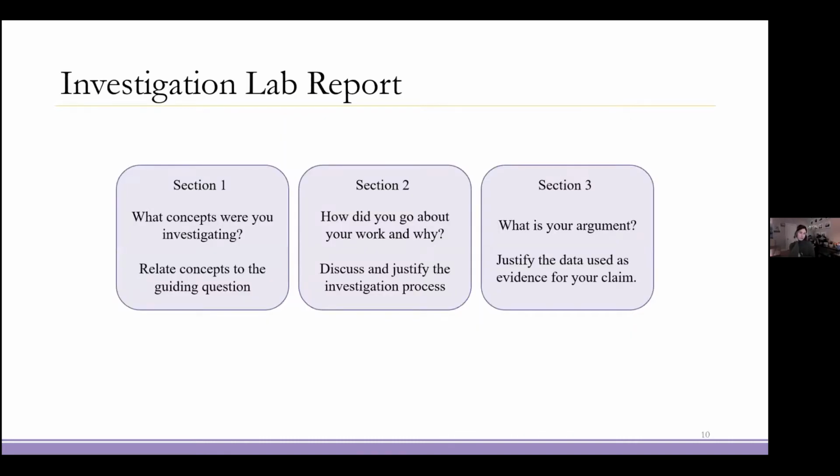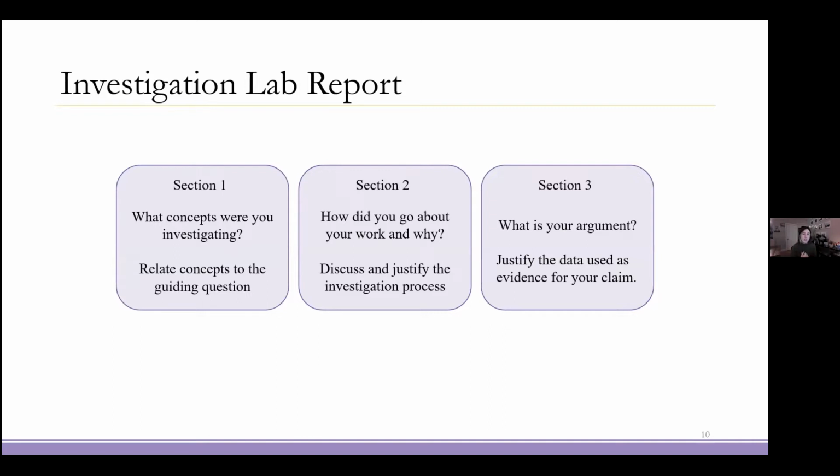So after the class period where they participate in an argumentation session, students write an investigation lab report. So I mentioned that this isn't a formal lab report. We have them write 3 separate sections. So the first one, we ask them, what concepts were you investigating? So we have them relate the concepts to their guiding question.